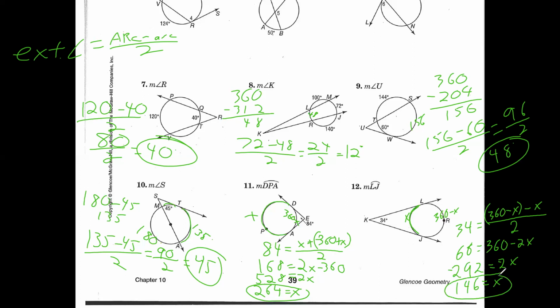So again, those two are kind of challenging because they didn't give us either of the arcs. But again, since we know a circle is 360 degrees, we're able to use one variable to write an expression for both arcs. All right. Any questions?